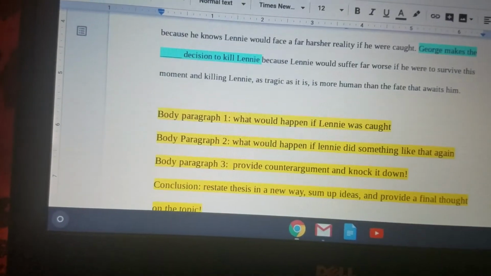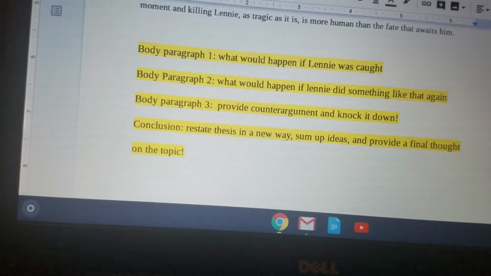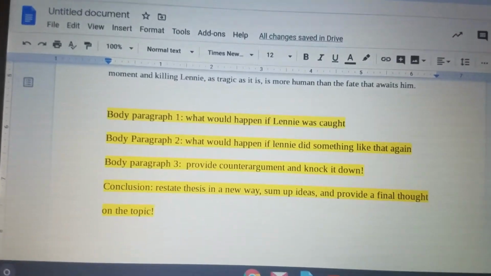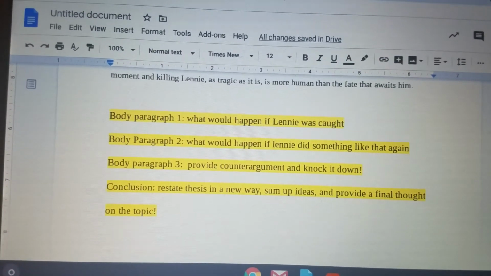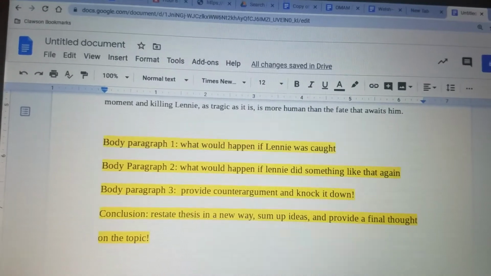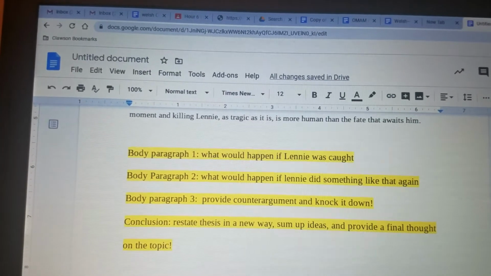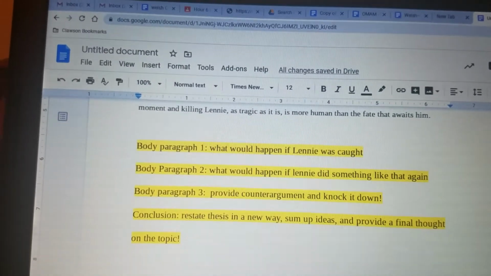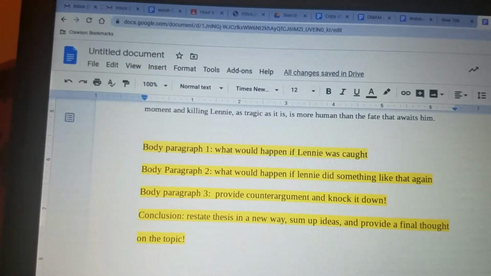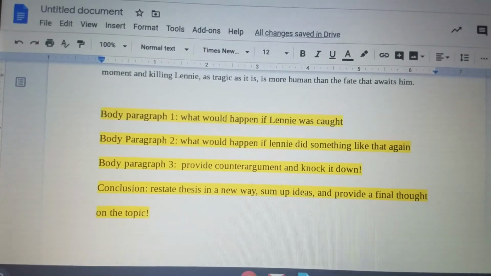All right. And then here is just a very, very rough outline because I don't have any collected evidence. But body paragraph 1, I would write about what would happen if Lenny was caught. So I might include text evidence of things, how people have treated Lenny in the past, situations Lenny has gotten into in the past, and infer what that would lead to. Maybe things that have happened to other characters that we hear about, or the way that characters act towards Lenny, I would use as my evidence.